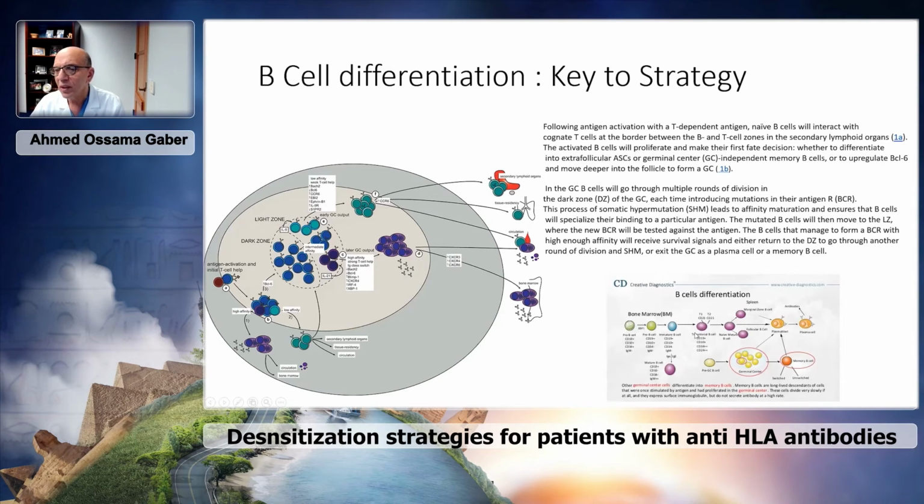The pre-B cells become immature B cells, transitional B cells, and then you get naive B cells. These cells have not seen antigen. They circulate in the blood. Now look on the left-hand side, and what happens is you get antigen activation.